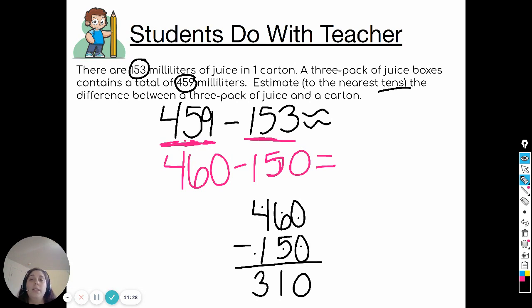So, what is the difference between a 3-pack of juice and the juice in one carton? The difference is about 310 milliliters.